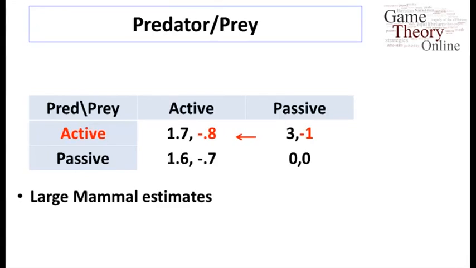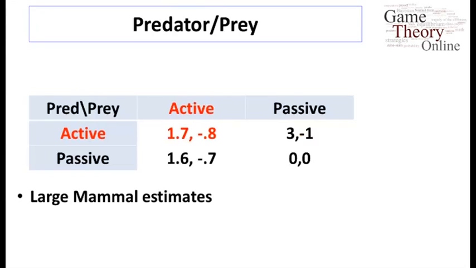So if the predator is active, the prey gets a payoff of minus 0.8 if they're active, minus 1 if they're passive. Obviously, it's better to get minus 0.8 than minus 1. So they should choose to be active as well. So when we solve this game, what do we end up with? We end up with a prediction that both predator and prey will end up being active.